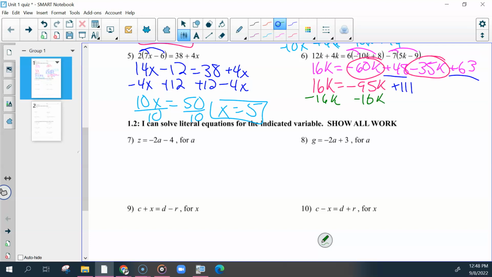You could do this, but anytime you move something from this side and there's nothing left, you have to put a 0. Which means you'll have to eventually move it back. So be careful with that. I'm going to erase this last time. So instead of doing that or avoiding that, you could add 95k to the other side. Then you wouldn't have to worry about moving it back. And then divide both sides by 111 and you get 1.